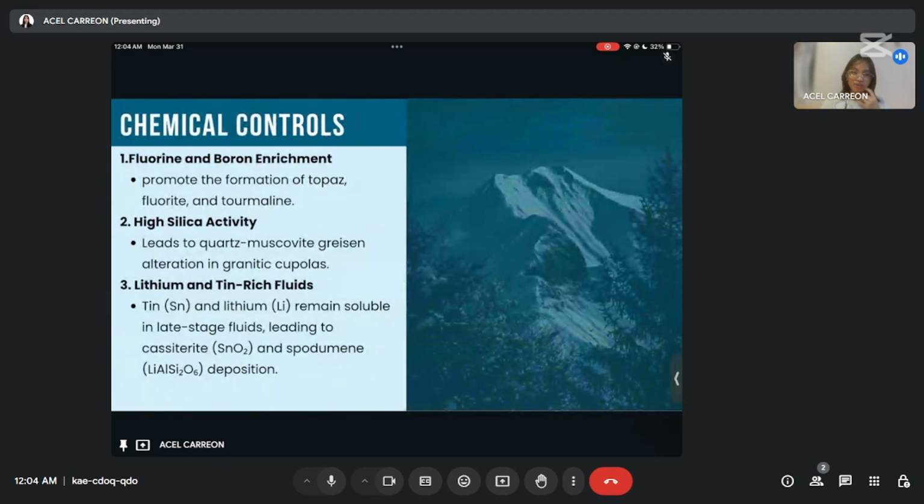The chemical controls include fluorine and boron enrichment, where fluorine-rich fluids promote the formation of topaz, fluorite, and tourmaline. We also have high silica activity, where it leads to quartz-muscovite greisen alteration in granitic cupolas. Lastly, we have the lithium and tin-rich fluids, where tin and lithium remain soluble in late-stage fluids, leading to the deposition of cassiterite and spodumene.